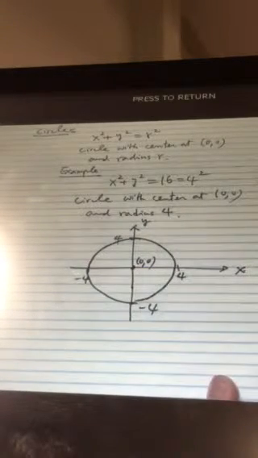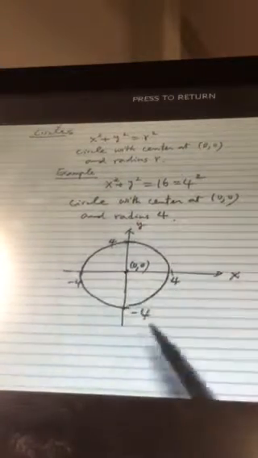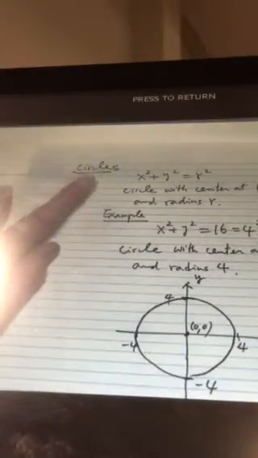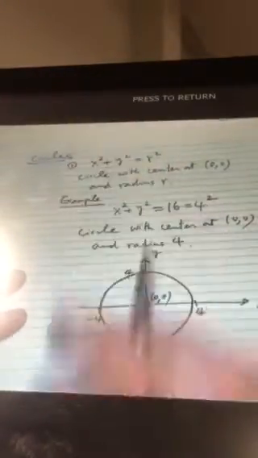Circle with center at 0, 0, radius 4. Okay. This curve. Alright, now we want to get a more general curve. A more general one, still under circles. I just give you what the equation looks like. (x minus h) squared plus (y minus k) squared equals r squared. If I have an equation like this, then this is a circle with center at (h, k) and radius r.